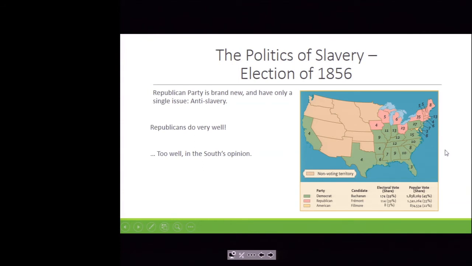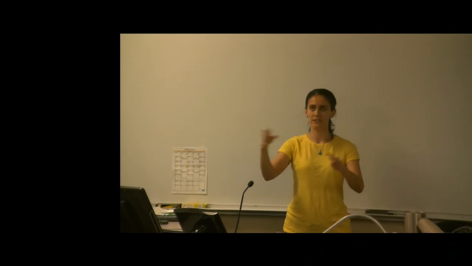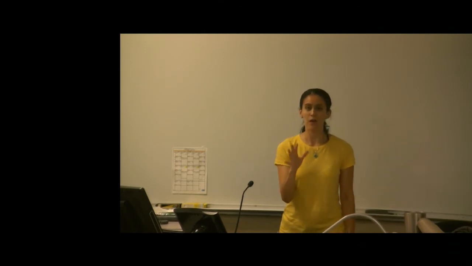If the Republicans had won the election in Pennsylvania, which they almost did, it was a very close election. If they had won Pennsylvania and any other state, it doesn't even matter which one, they would have won the presidency. And that makes the southern states very panicked.